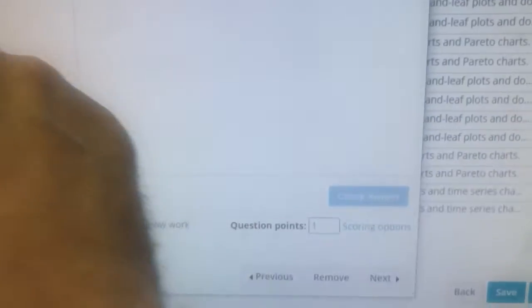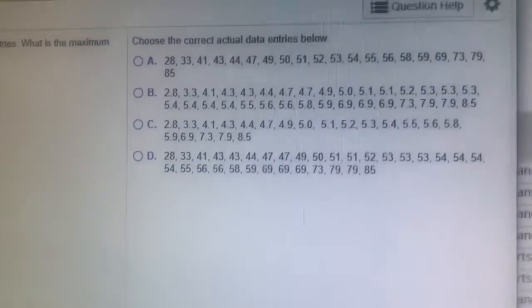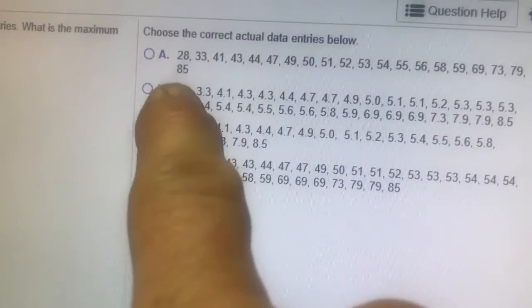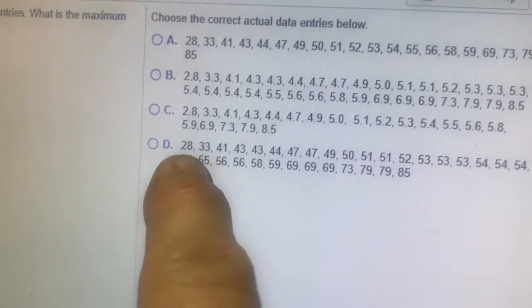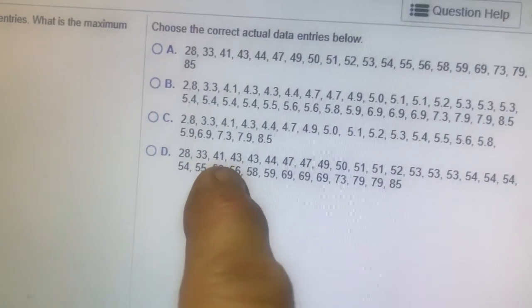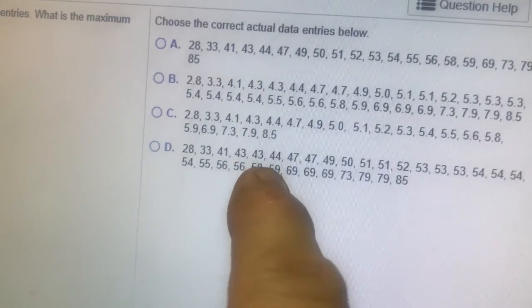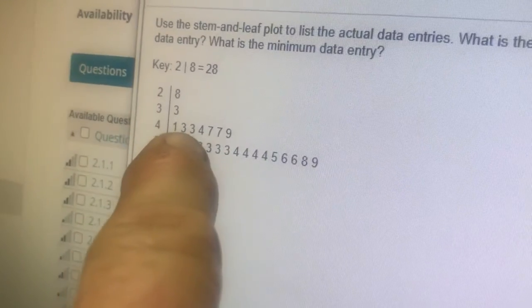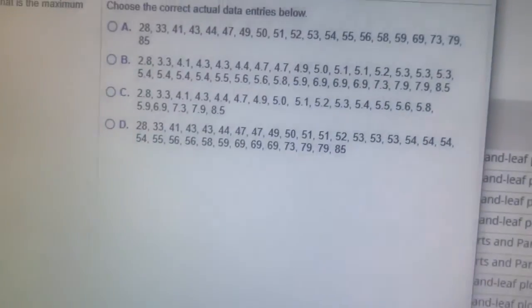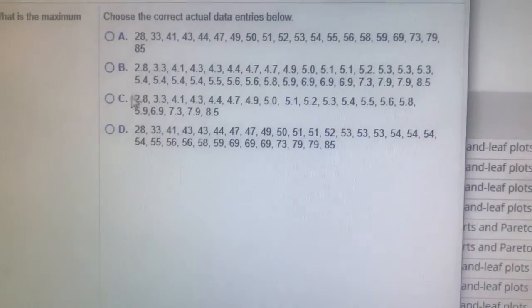So let's see here, we got 28 and 33, that's 2.8, no, this ain't it, it's not B, it's not C. All right, it could be D, it's A or D so far. I'm sorry, I was looking at the screen. It could be A or D because you got 28, you got 33, you got 41, 43. All right, this has 2 43s. If you go back over here, it has 2 43s. This one only has 1, so the answer's got to be D. So I'm going to click on D there.